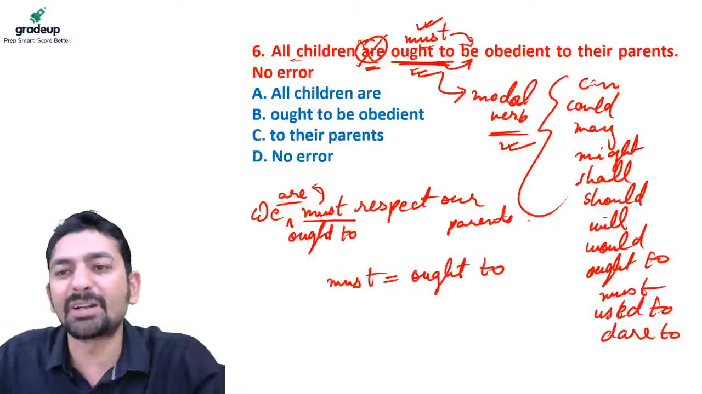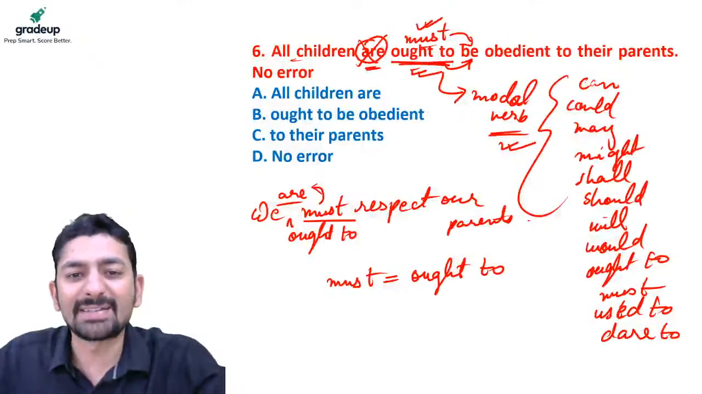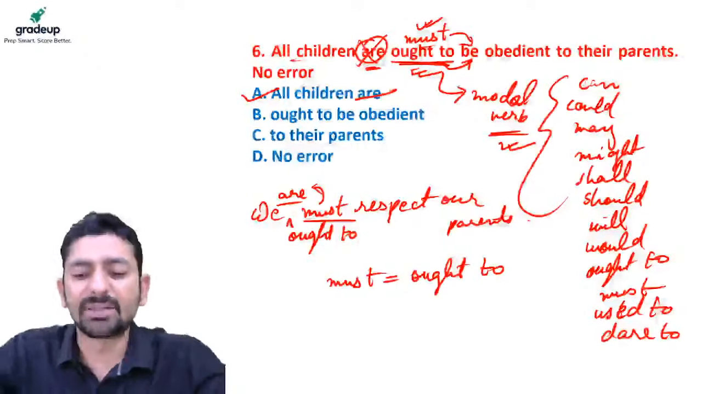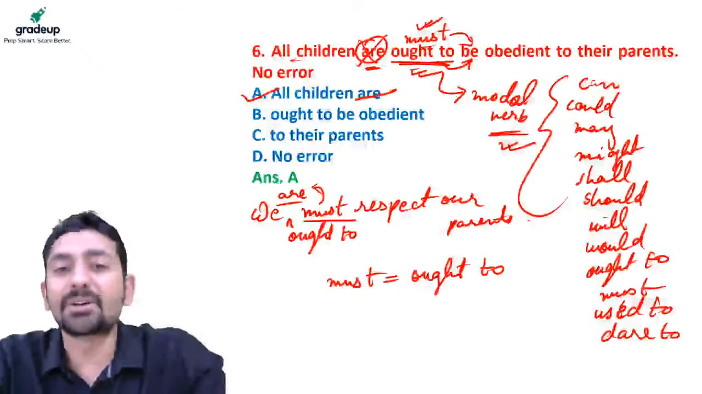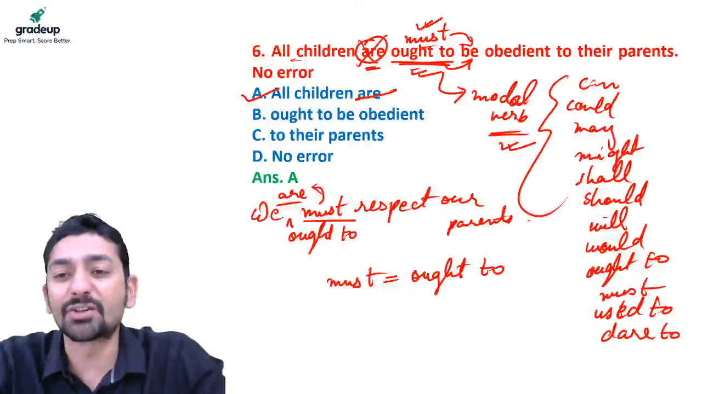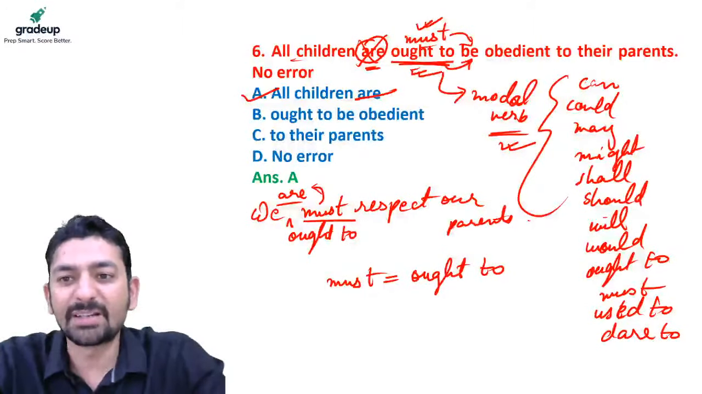Similarly, must be obedient or ought to be obedient, both are right. So the error is in part A. You cannot write "are" over there. Whosoever said A was right, whosoever said no error was incorrect. Okay? Cannot write "are" over there. The "are" should be removed from this particular sentence. I hope that is clear. Okay, let's move on to the next question.